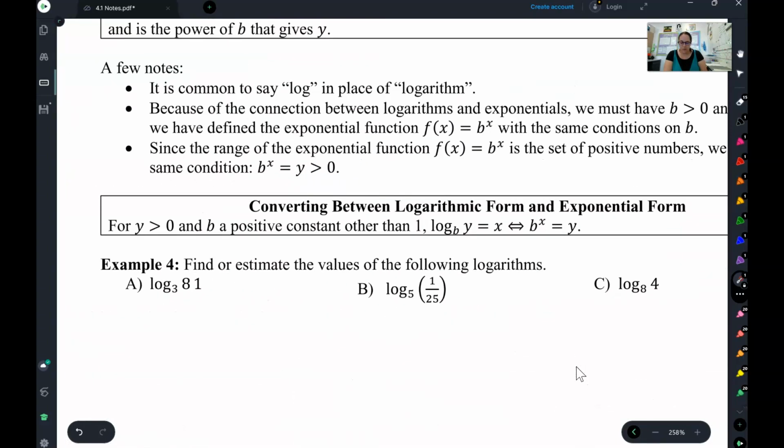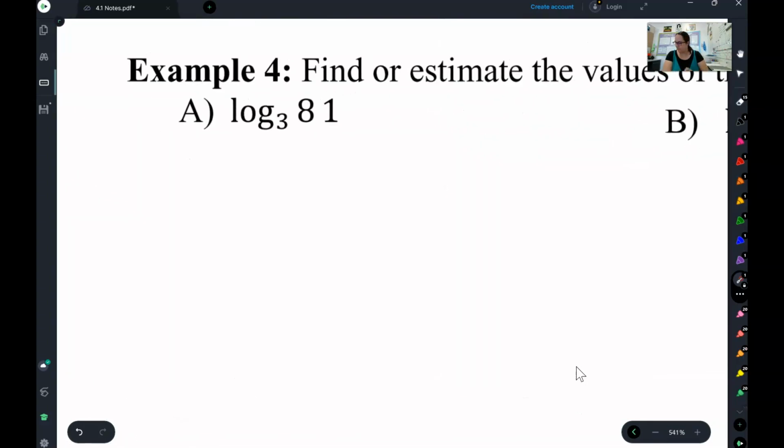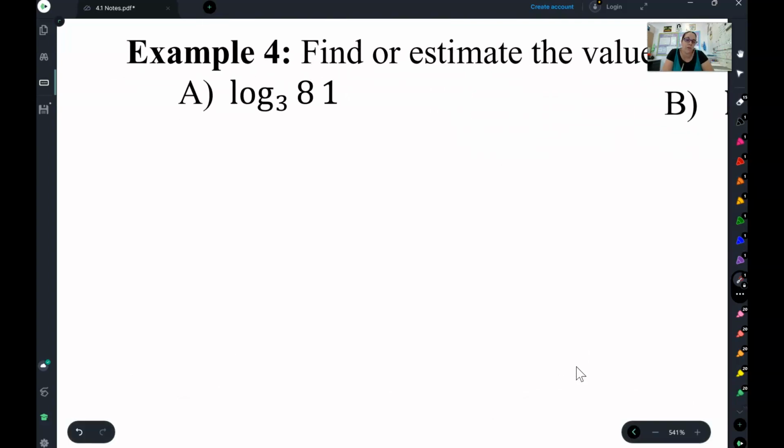So, now that we know that, let's come to right here. Let's try our very first logarithm problem. Now, if I just gave you this problem, you'd probably look at me and go, Mrs. Johnson, you're crazy. I can't do that in my head. And you're probably right. So, we have a trick to be able to solve this.